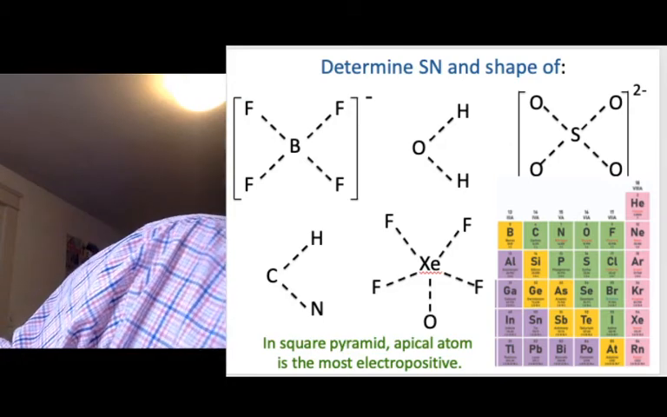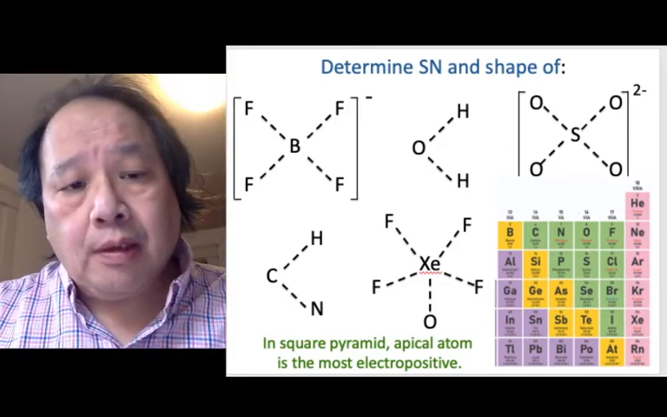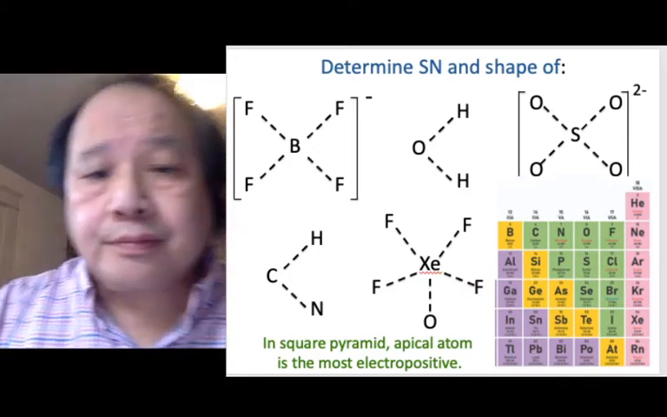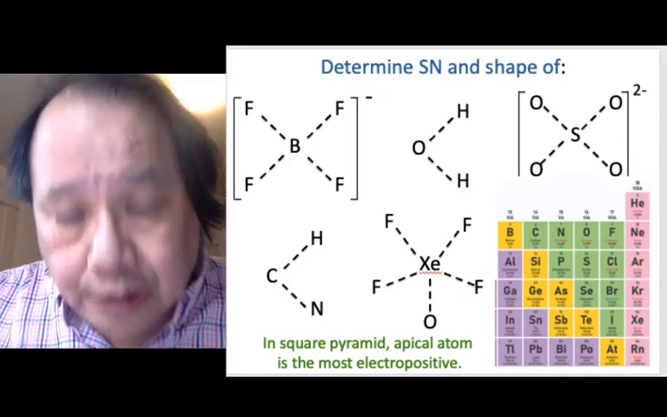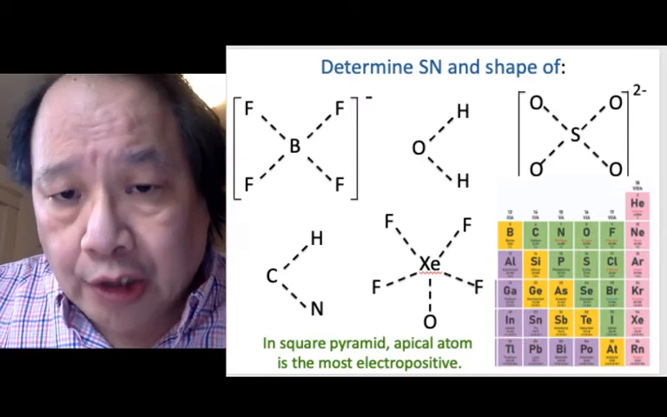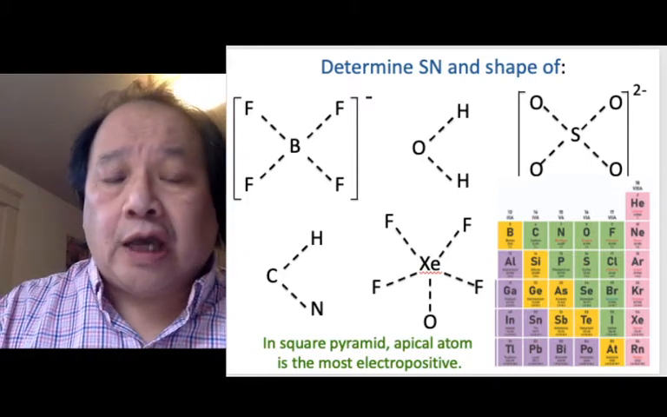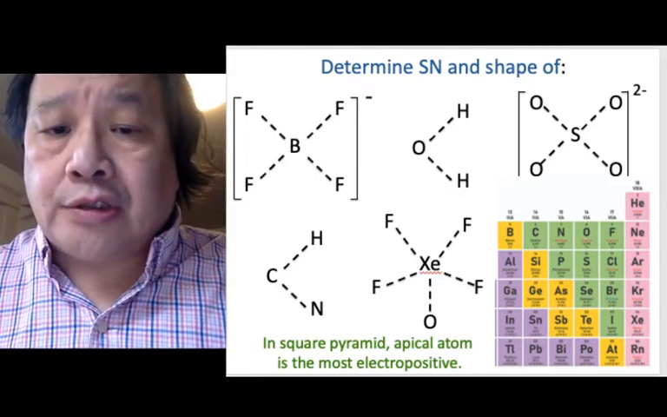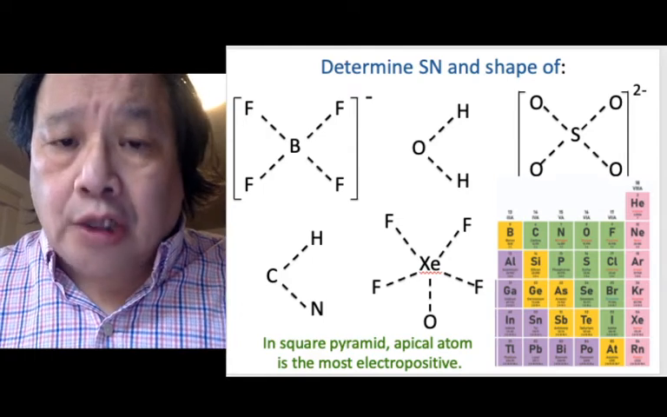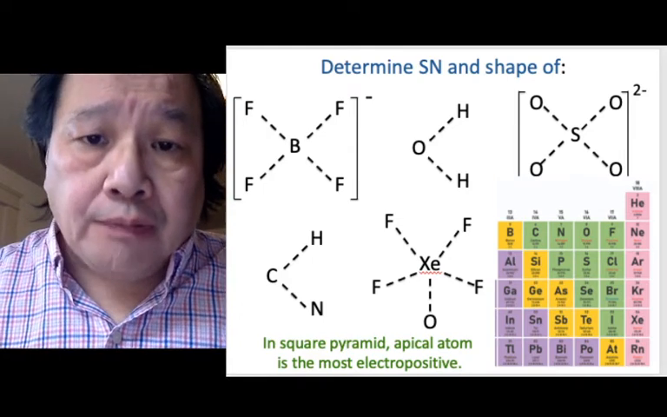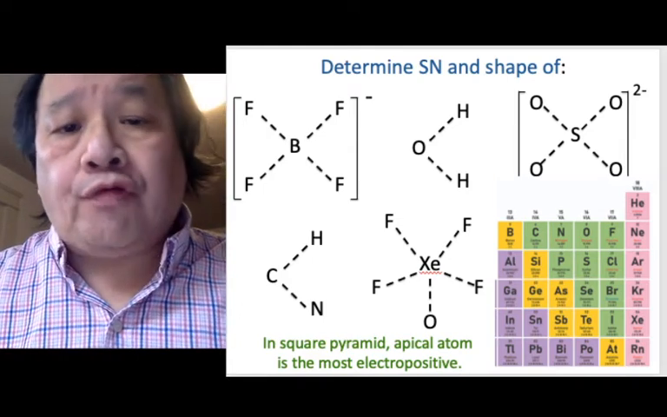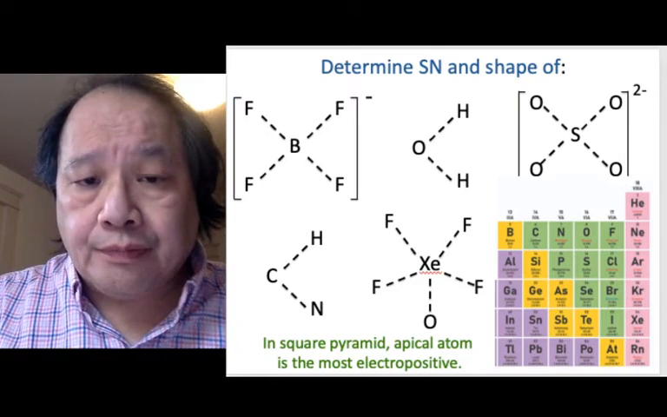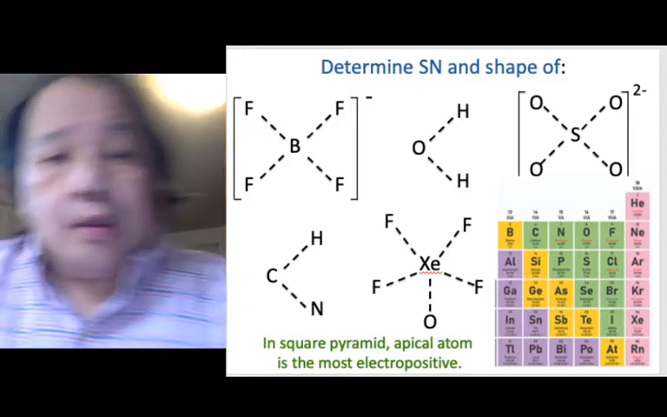Let's do SO4 2 minus. So, how many valence electrons does sulfur start with? 6. Because argon is 8, chlorine 7, sulfur 6. How many electrons does oxygen donate? Good, 0. So that's a total of 6. Minus 2 is 8. SO4 2 minus, which is the sulfate ion, is tetrahedral.